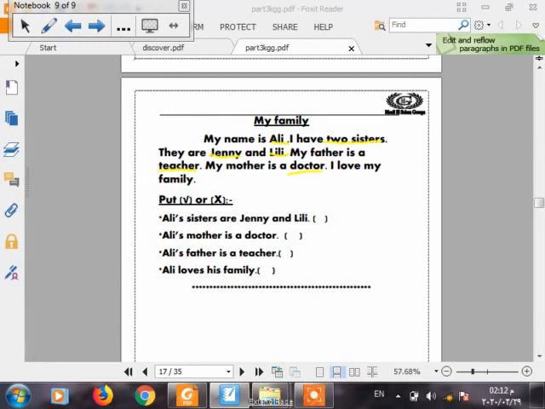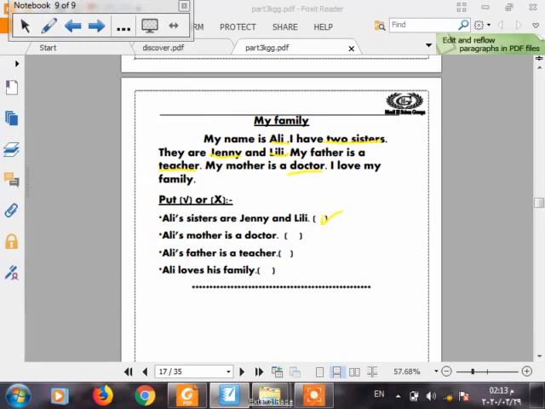We have the first question, and it's only one question. Which right or wrong? Ali's sisters are Jenny and Lily. Oh, let us go back to our paragraph and we will find their names. Look, they are Jenny and Lily. So it's a right question.